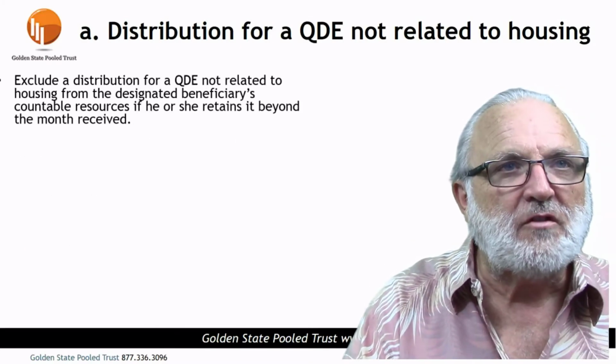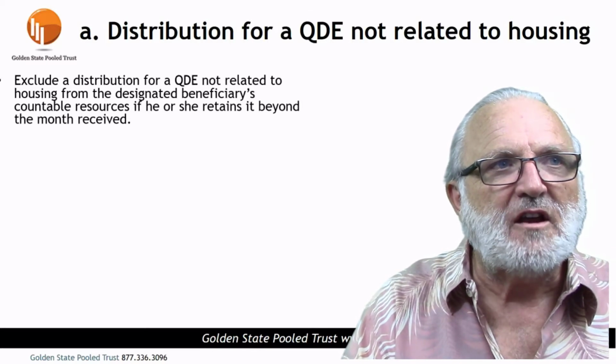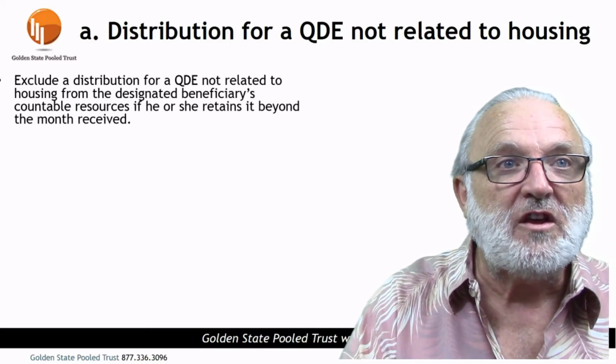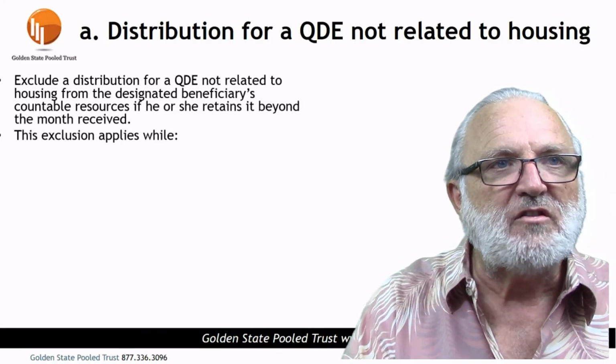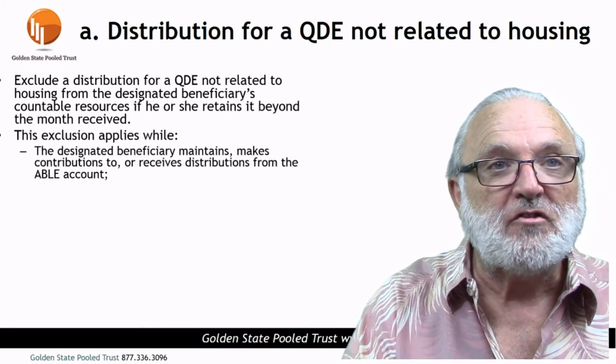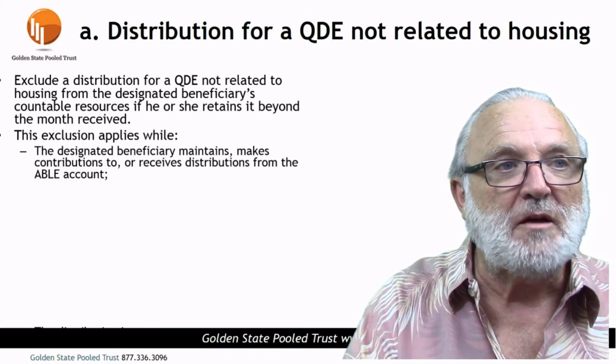Excluded is a distribution for a qualified disability expense not related to housing from the designated beneficiary's countable resources if he or she retains it beyond the month received. This exclusion applies while the designated beneficiary maintains, makes contributions to, or receives distributions from the ABLE account.